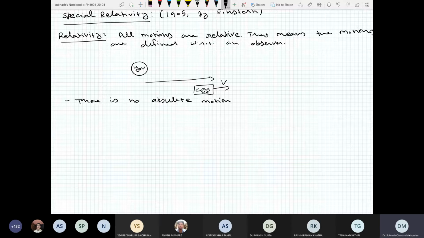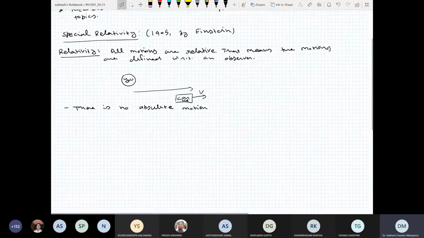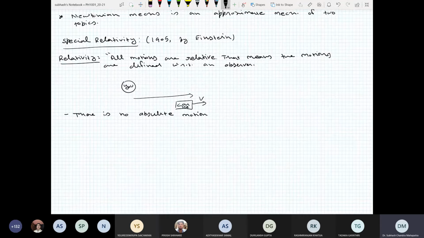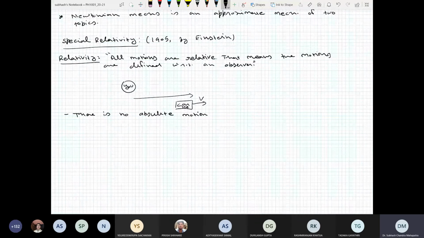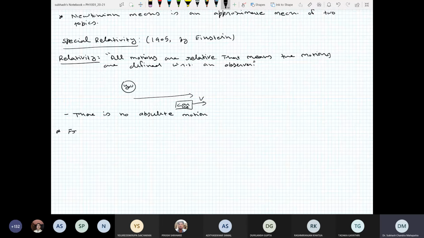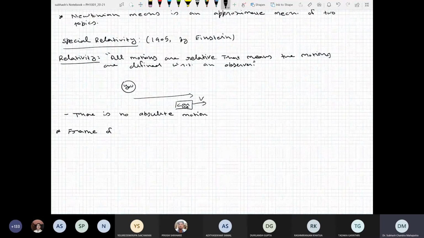So the motions are defined with respect to an observer. That is more important. That is relativity. The motion is a relative concept. Now how do we measure the motion? In order to measure the motion, we have to define a frame. This is called frame of reference.